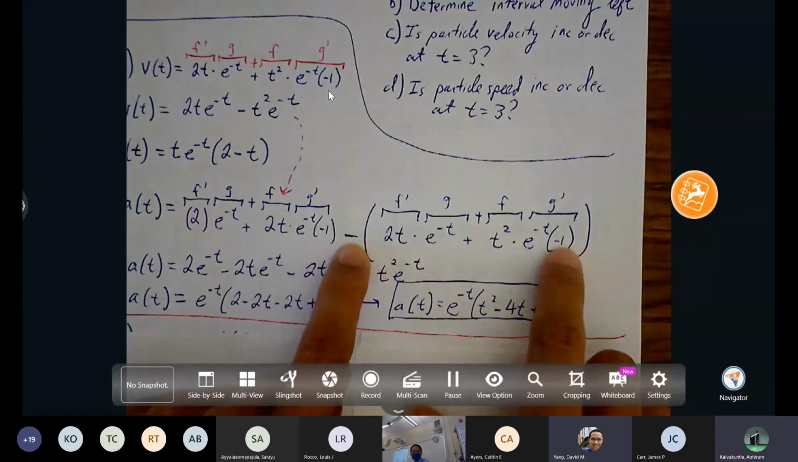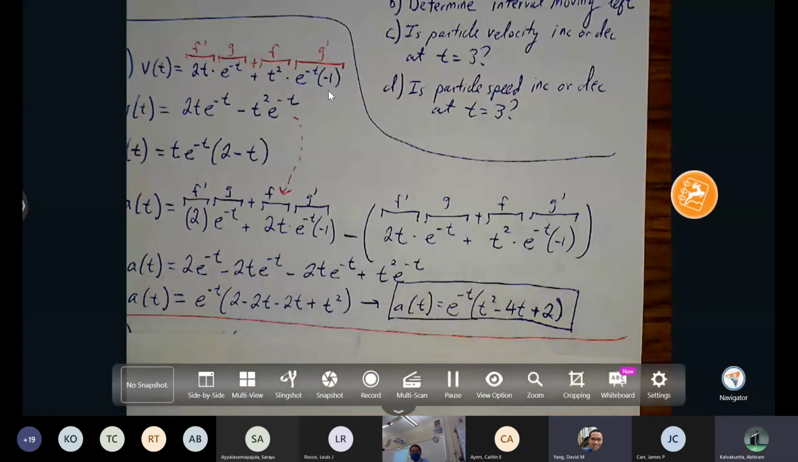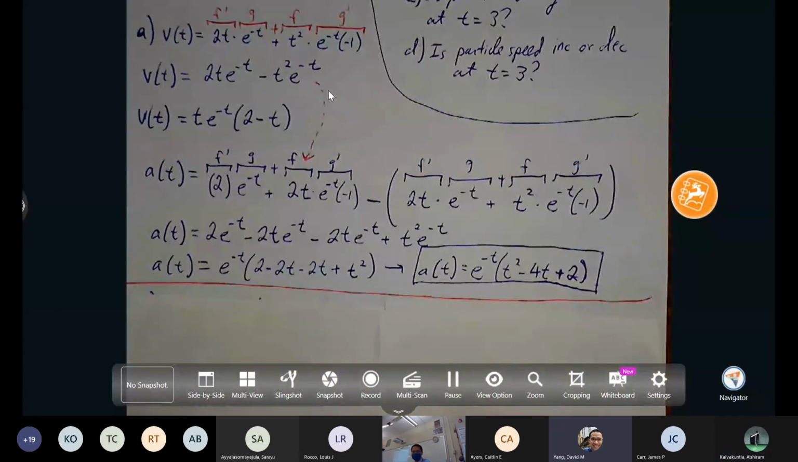Oh, so these two cancel out. Negatives will cancel out to be just positive. Okay, that makes sense. Okay, are we good with part B?